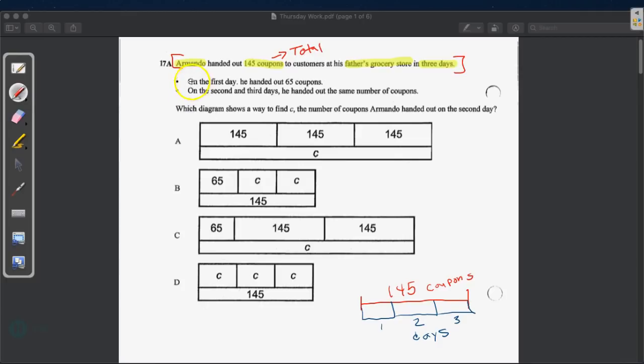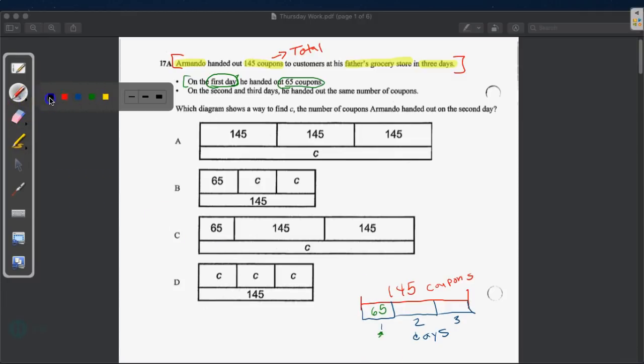The next bullet says on the first day. Okay, so let me circle that. That's important information. So here your brain should be realizing we're talking about the first day. So what happened on the first day? He handed out 65 coupons. So 145 coupons, 65 of those went on the first day. So we got that going.